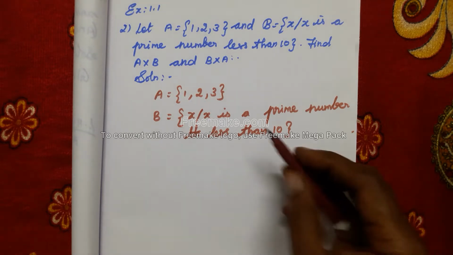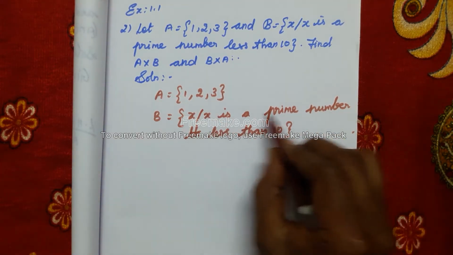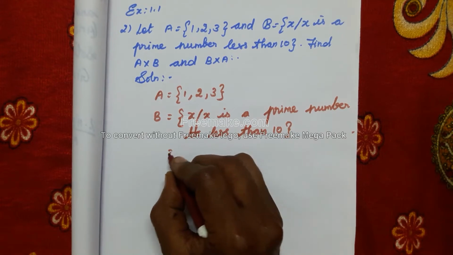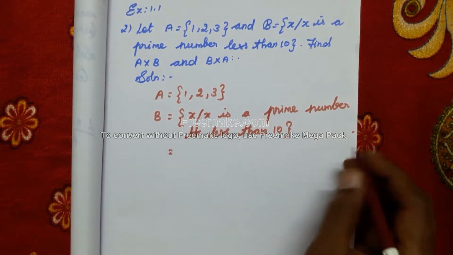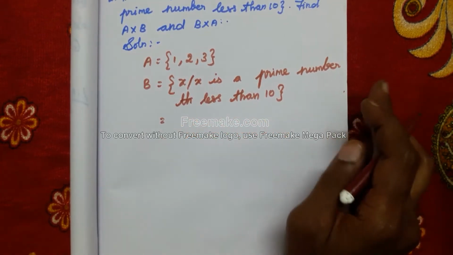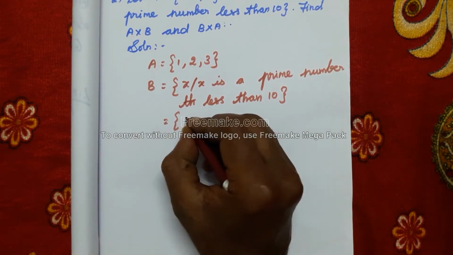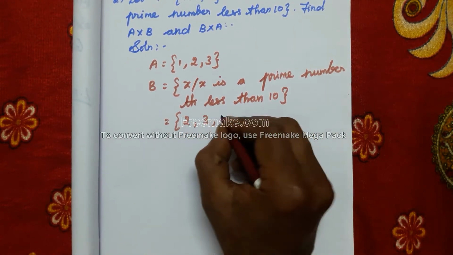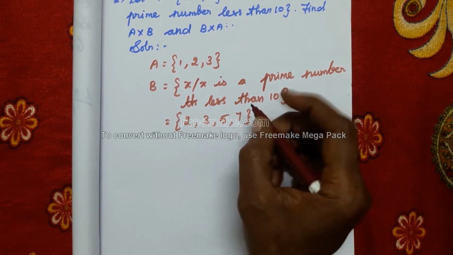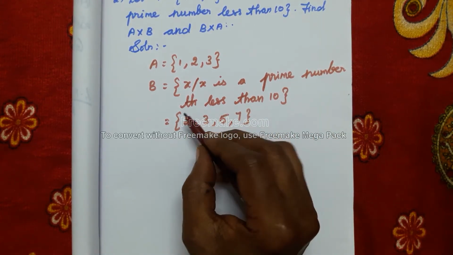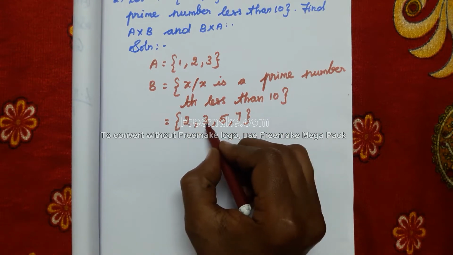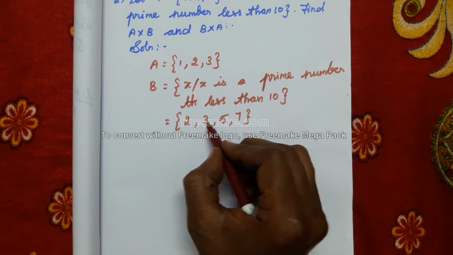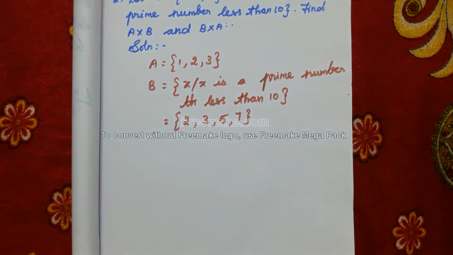Now, the question is x such that x is a prime number less than 10. We have to write the prime numbers less than 10. Can you say what they are? 2, 3, 5, 7. These numbers have only two factors. 2 has 1 and 2. 3 has factors 1 and 3. 5 has only two factors 1 and 5. 7 has two factors 1 and 7. But 4 has three factors.